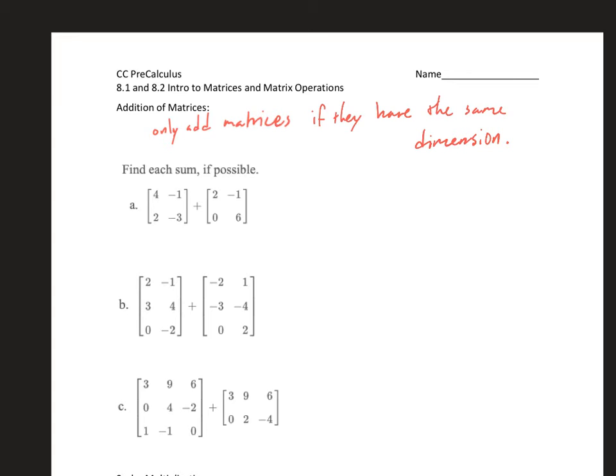So example A, find each sum if possible. So we've got a 2 by 2 and a 2 by 2, so we are allowed to add them together. To add matrices, we just match up the entries. So top left, 4 plus 2 is 6. Bottom left, 2 plus 0 is 2. -1 plus -1 is -2. -3 plus 6 is 3.